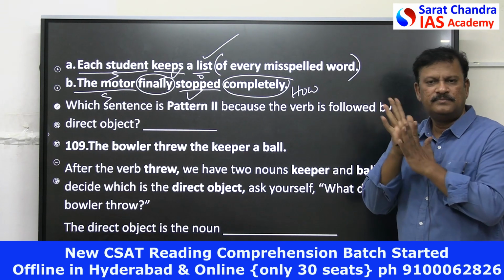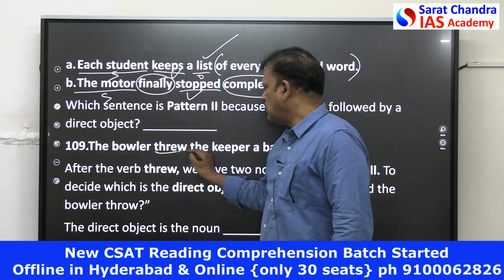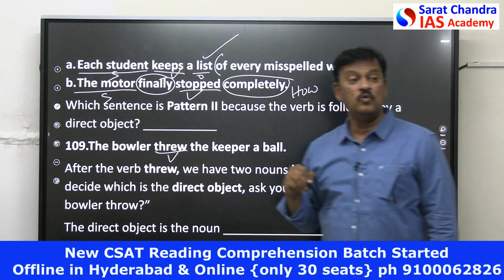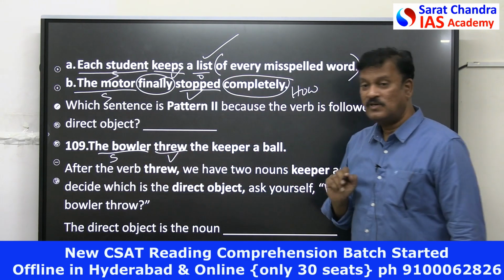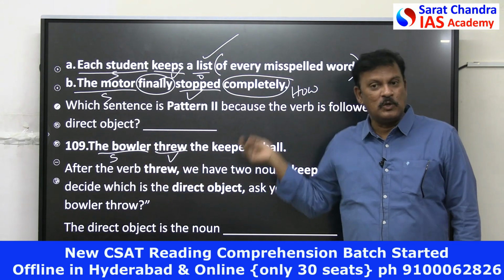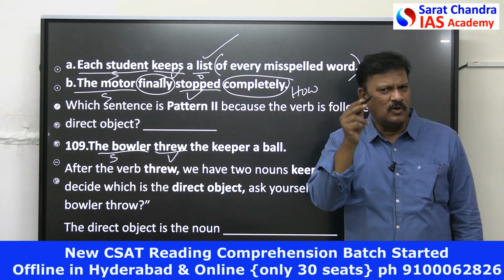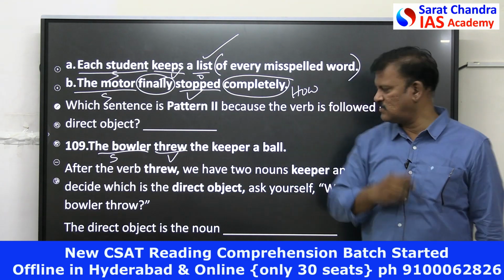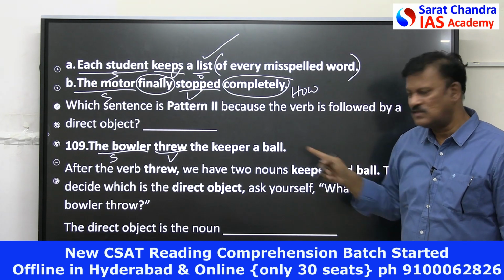Now, look at this one. Where is the verb? Threw. Who? The bowler threw. Even if I don't look at that, the question that comes to mind is, the bowler threw what? Now tell me, which word takes the answer for what?